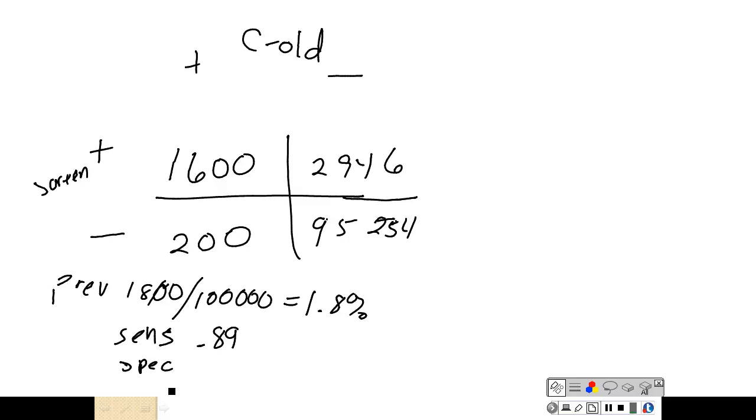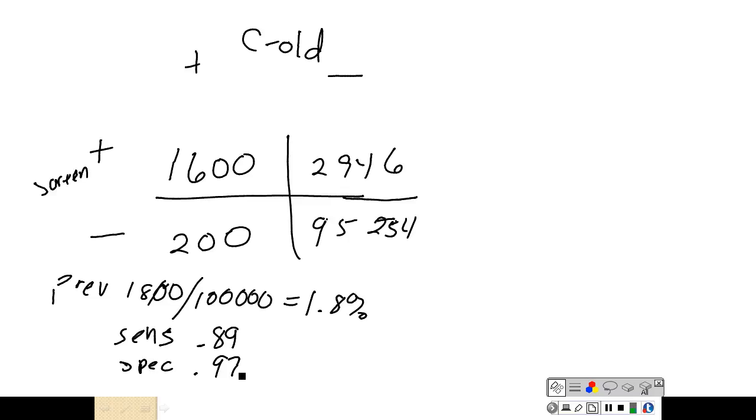Anyone want to guess? Calculate it? Let's go. Unless you can't read my writing, in which case that might be the problem. So how do we calculate specificity? So 95,254 divided by 98,000, whatever these two numbers added together is. Yeah. And we get a specificity of 0.97, which is exactly what we got before, right?